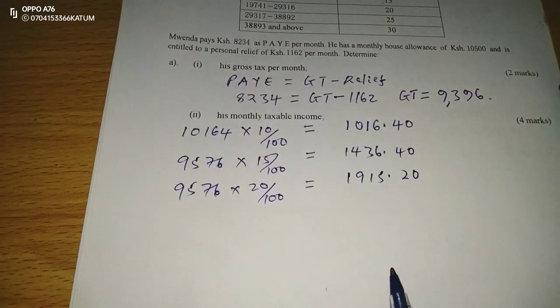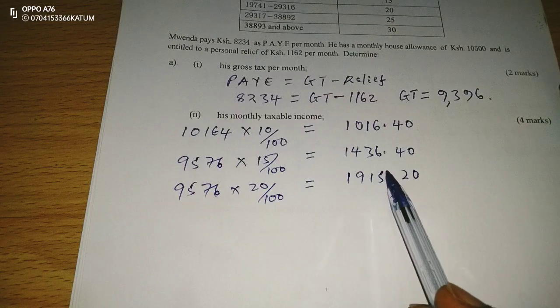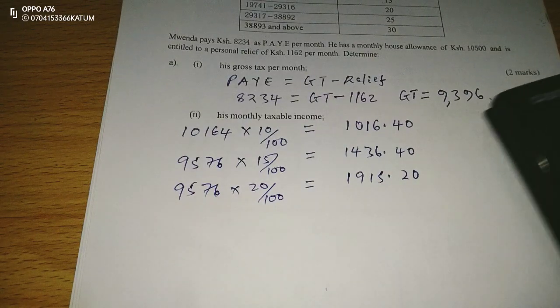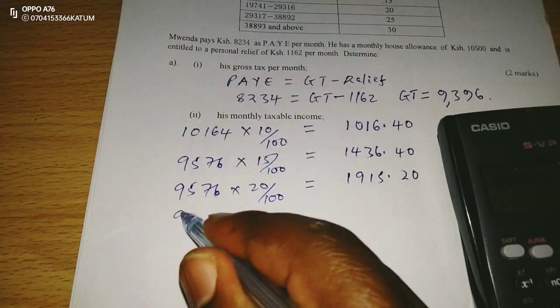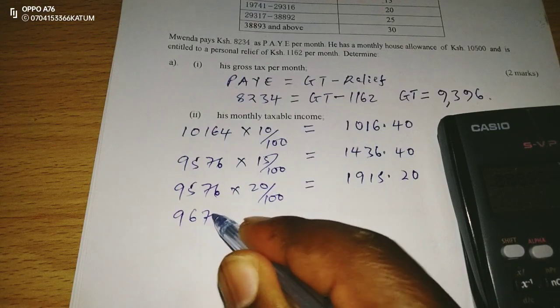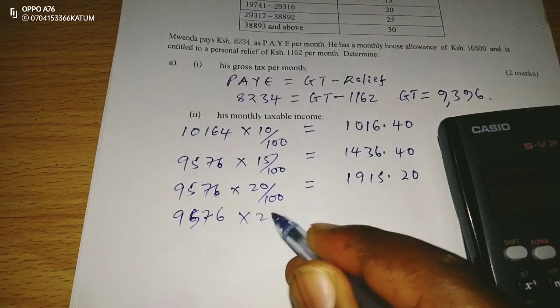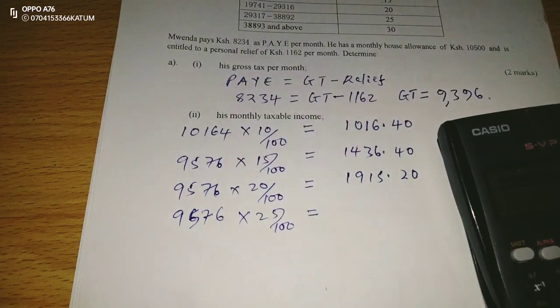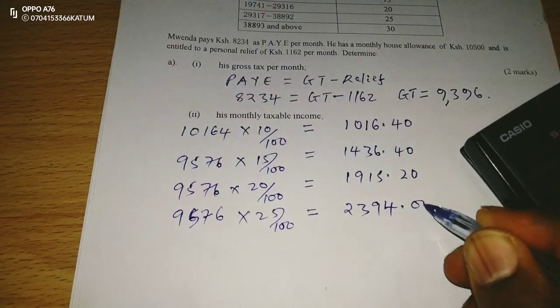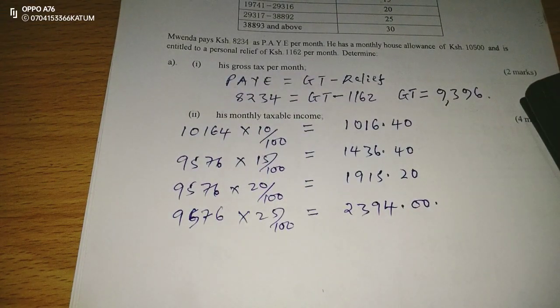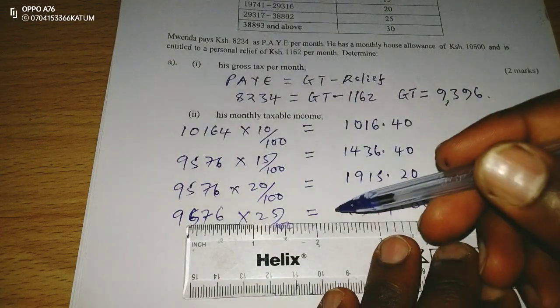So we continue taxing. This is around 4,000 at most. So we can continue with the fourth bracket. That will have 38,892 minus 29,316. This is 9,576. At the rate of 25%, this is going to give us 2,394 Kenya shillings. Therefore, these are the taxes up to the fourth bracket.